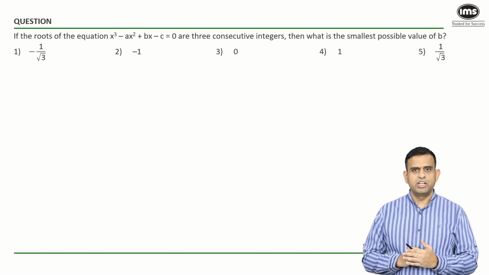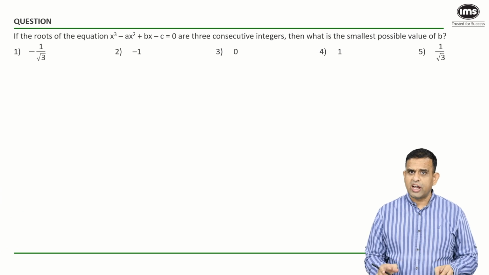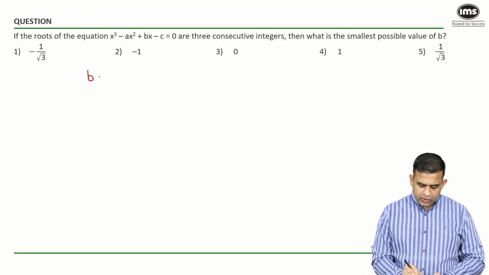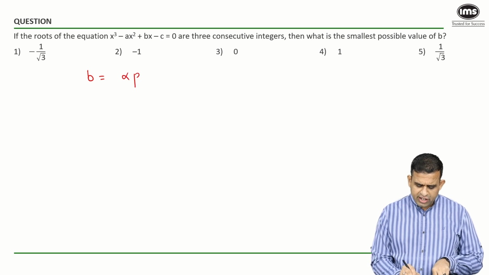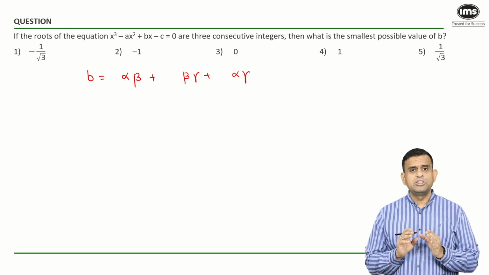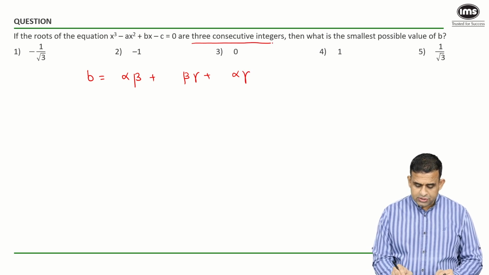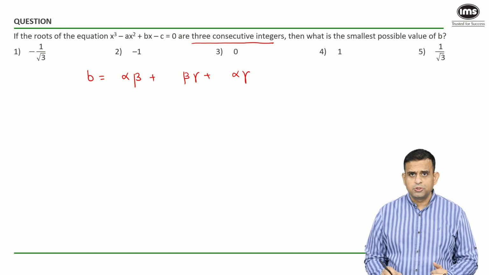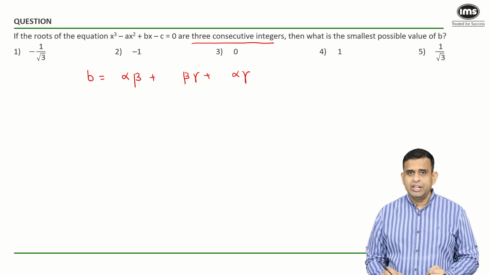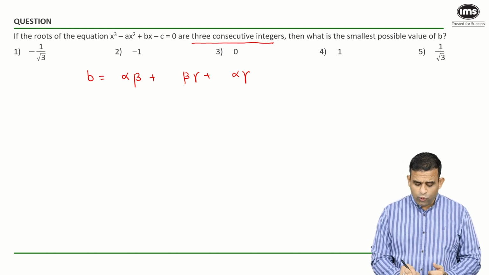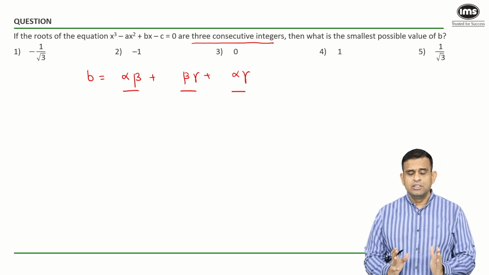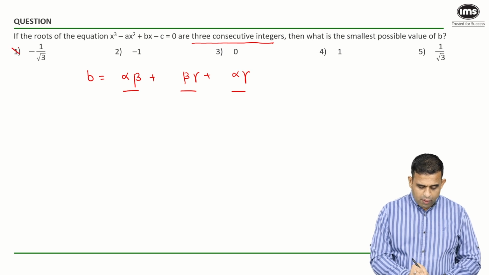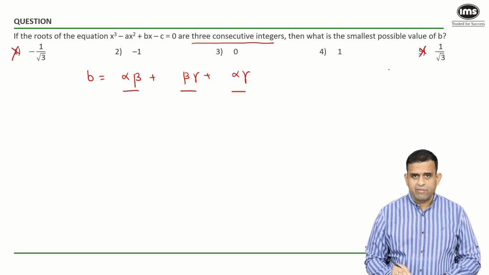If you see a more structured approach over here, the task is to minimize the value of b, where b will be nothing but the sum of the product of the roots taken two at a time. So b is equal to alpha into beta plus beta into gamma plus alpha into gamma. Now since the roots are 3 consecutive integers, alpha, beta, gamma also happen to be integers. So alpha into beta will be an integer, beta into gamma will be an integer, so all these 3 terms are also integers, which means the value of b will always be an integer. And that tells us it cannot be option number 1, and can't be option number 5.